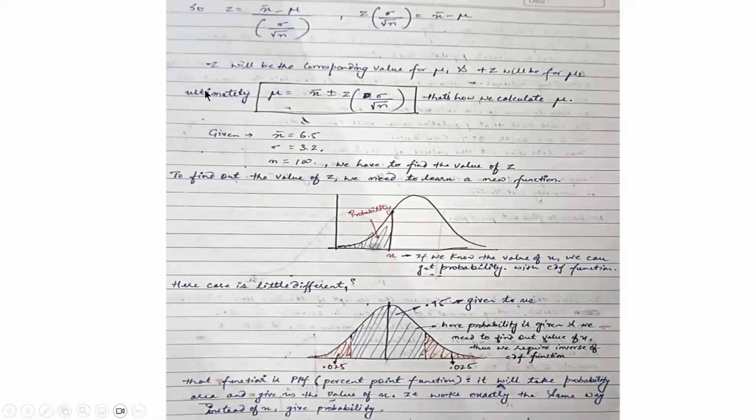Okay, so what I'm doing over here, let's see. Mu we have to calculate as x bar plus minus z times the standard deviation over root n. So this is the formula to calculate mu. But to calculate mu, firstly I have to calculate z. And how will I get the value of z? Through the PPF function. And here I will give this value 0.025, this area, this probability. So I will get this value.